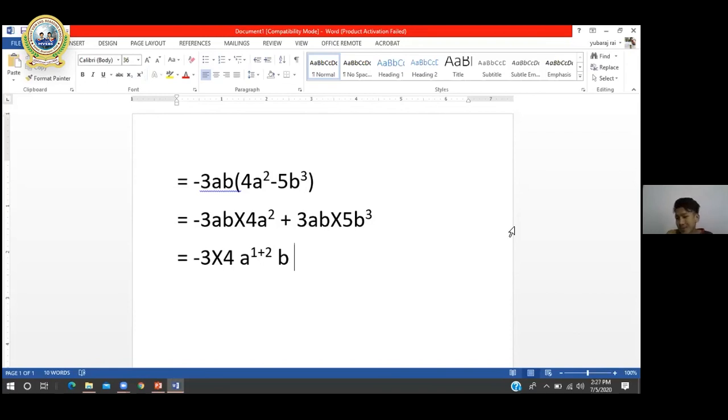We have a sign in the middle too, right? Plus, plus 3 into 5. A, and B to the power 1 plus 3. Okay, thank you very much, Oshinji. So now we can do this. It's pretty simple mathematics. So 12A cube B plus 15A B 4. Okay, this is the answer for this one.